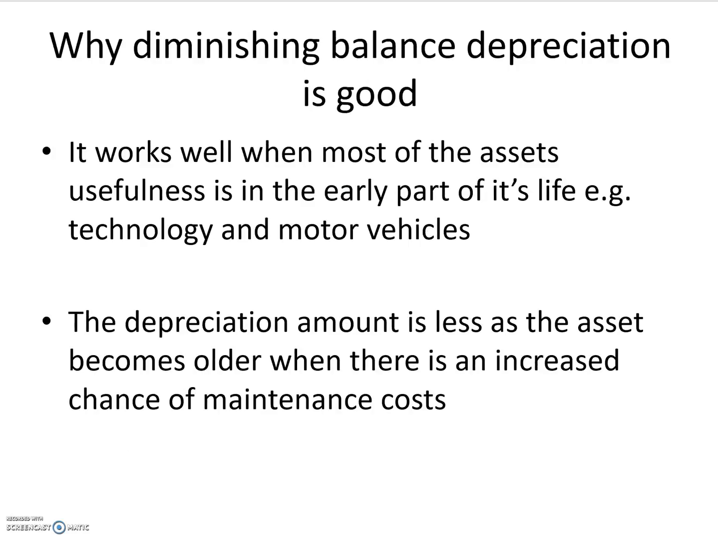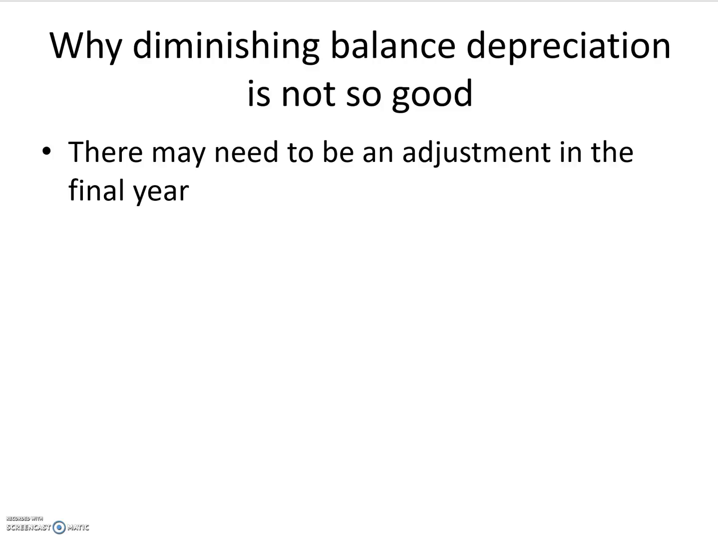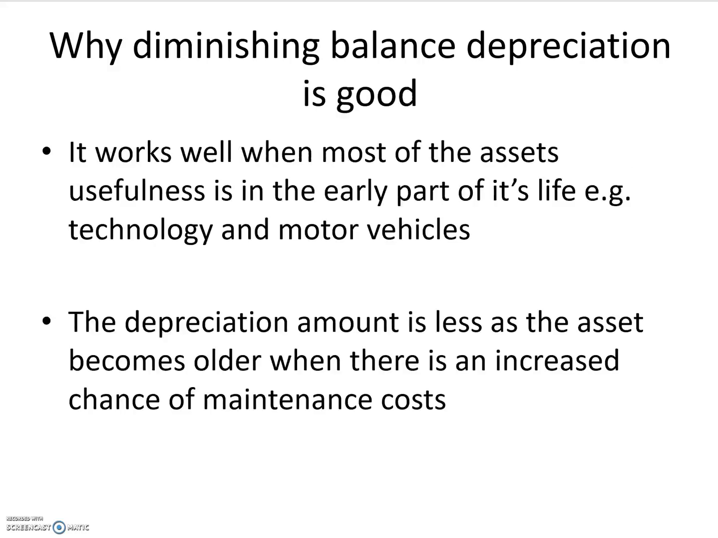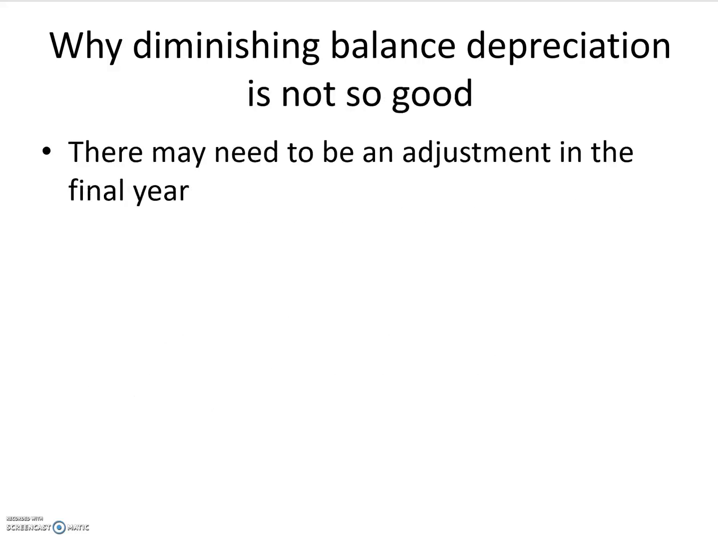Diminishing balance is a good option often because when a lot of the asset's usefulness is used up in the early part of its life, like technology or motor vehicles, it's more appropriate. Also, the depreciation is less as the asset becomes older when we have to pay more for maintenance. So that's a good thing because that would be better for the business in a lot of cases. Sometimes it's not so good because it doesn't always work out nicely at the end and it's not going to match our residual balance or our estimated residual value. So sometimes we need to make a final adjustment in that last year. But there's definitely cases for why you would use that instead of straight line depreciation.